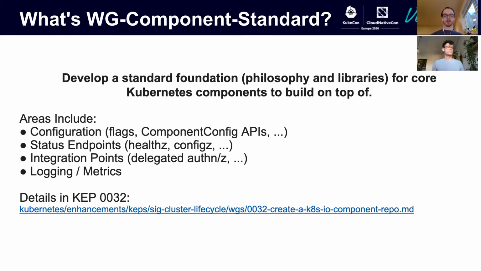We formed this working group a couple years ago with the idea of trying to develop a standard foundation for core Kubernetes components to build on top of. We have many core components such as the API server, the scheduler, the Kubelet, kube proxy, and many common functionalities that are distributed across these components. But we didn't necessarily have standard implementations of these functions across the project. And so that's the idea behind the working group, is to provide a place where we can talk about and design and standardize these solutions.